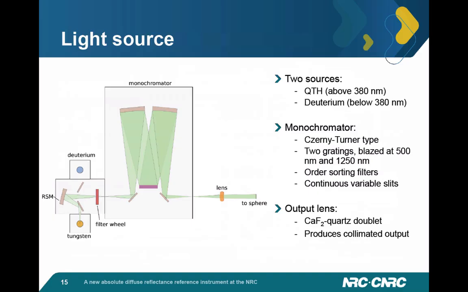We use a series of order sorting filters to suppress second order diffraction effects and stray light, and the input and output slits are continuously variable slits. At the output port, we use an achromatic doublet lens to collect that output radiation and produce a nice collimated beam that we direct into our integrating sphere.